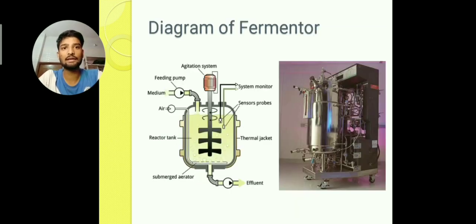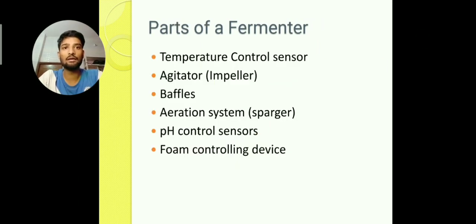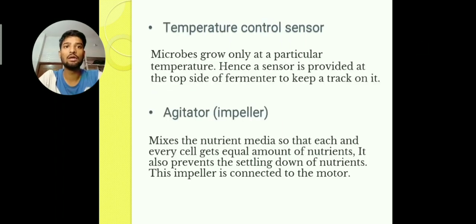So this is a diagram of a fermenter. In this we can see various components of a fermenter. The main parts of a fermenter are temperature control sensor, agitator or impeller, baffles, aeration system or sparger, pH control sensor, and foam controlling device. So these are the parts of a fermenter. Now we will discuss each of the parts in brief.